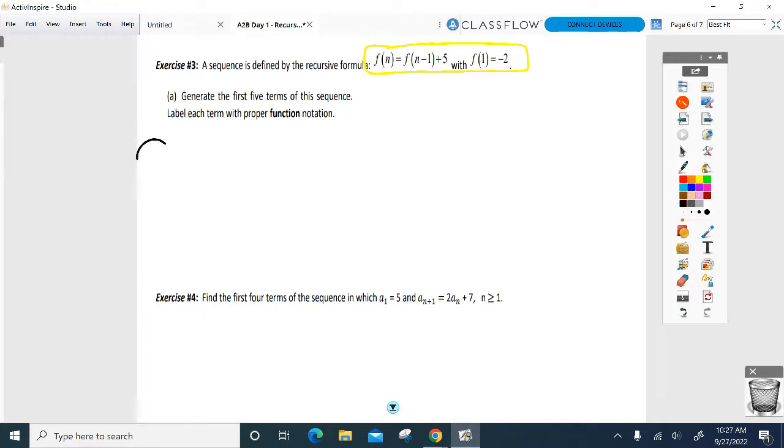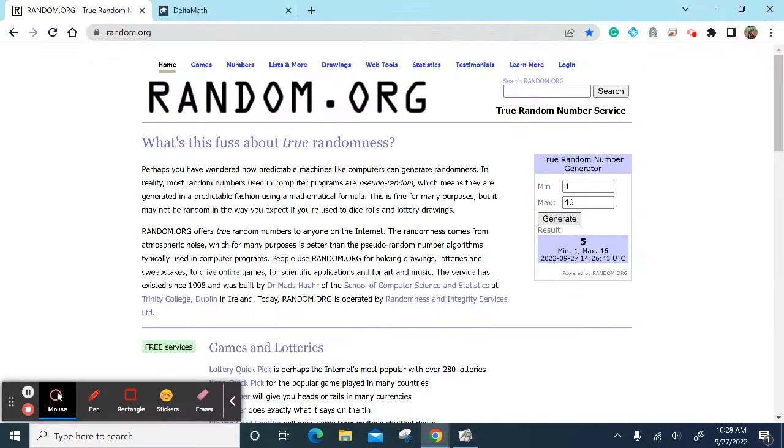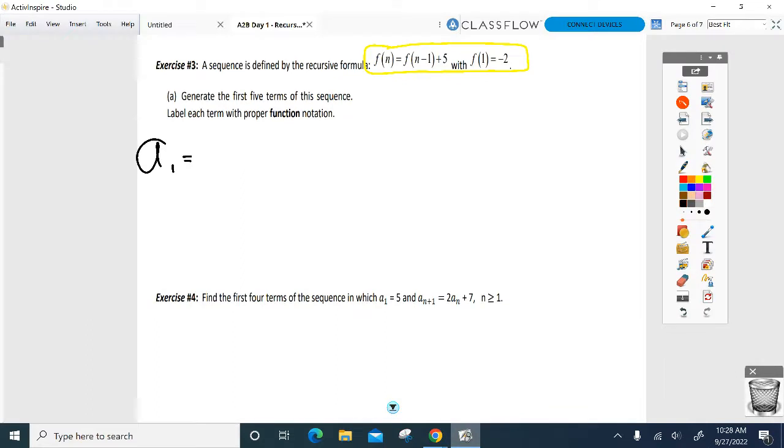All right, so term number 1. What's the first term in the sequence? Don't make this more complicated. It's already up there. What's the first term in this sequence? Minus 2. Done.